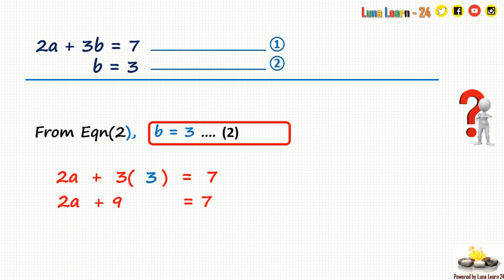From here, we're going to have 2a equals 7 minus 9, which is negative 2. 2a equals negative 2. Therefore, a equals negative 1. So our b is 3 and our a is negative 1. I love this one. Now, let's move to the last but one example.